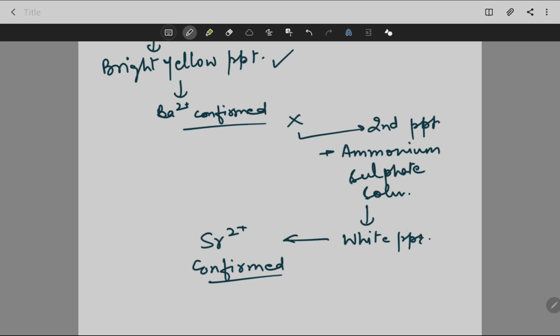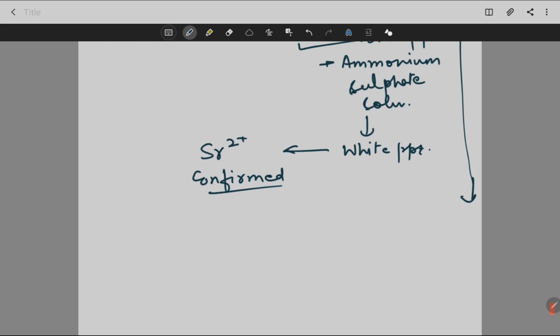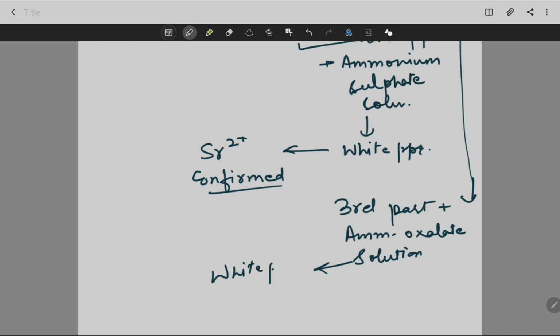But if after adding ammonium sulfate solution we don't get a white precipitate, it means calcium is present, and then we have to do the test for calcium. How do we proceed? To the third part, add ammonium oxalate solution. After adding it, there will be a white precipitate deposited at the walls of the test tube, which we have to scratch with the help of a glass rod.